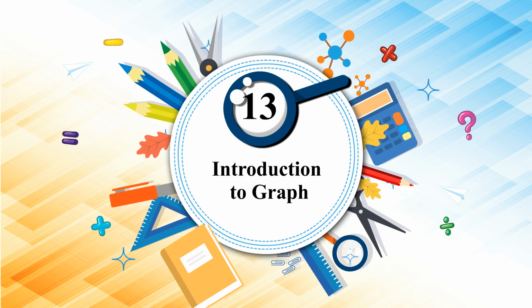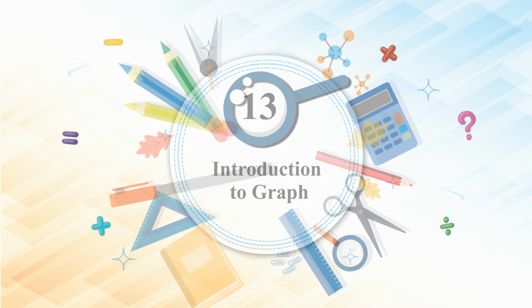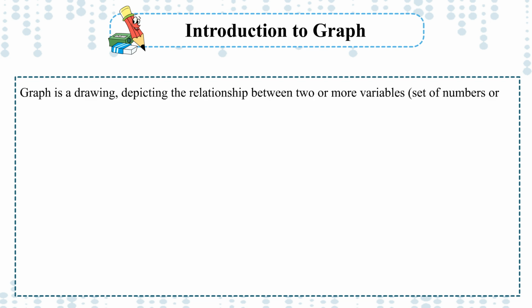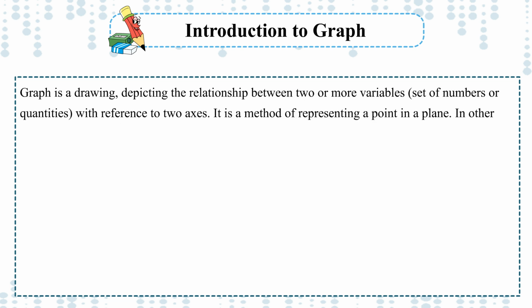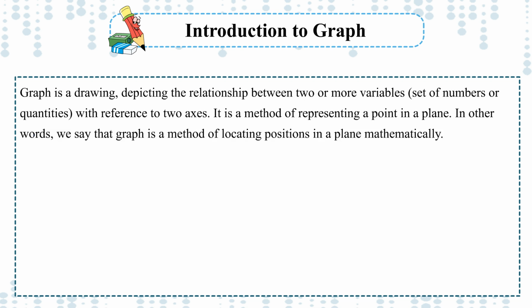Chapter 13. Introduction to Graph. Graph is a drawing depicting the relationship between two or more variables, set of numbers or quantities with reference to two axes. It is a method of representing a point in a plane. In other words, we say that graph is a method of locating positions in a plane mathematically.